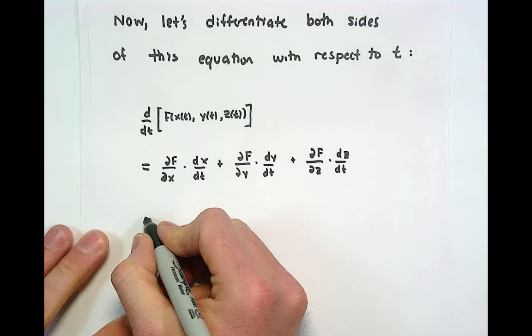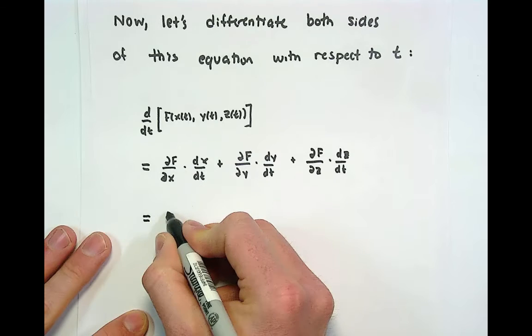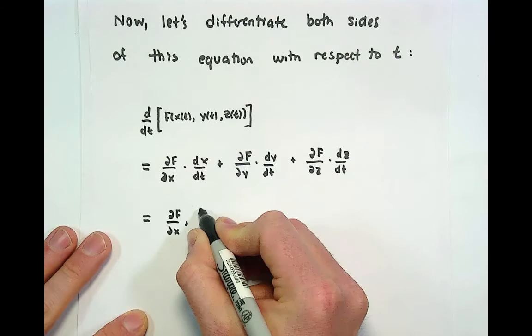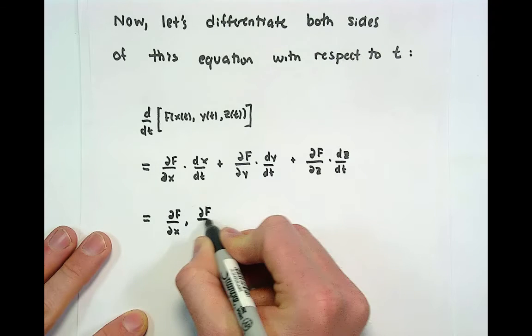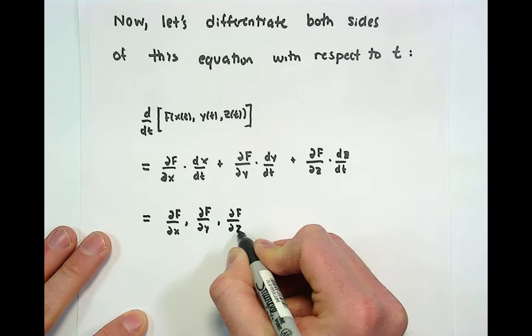Do you see a dot product? This gets into what we saw in lesson 11. Here, each of these things is actually a component of a corresponding vector. So this is partial f partial x, partial f partial y, partial f partial z.